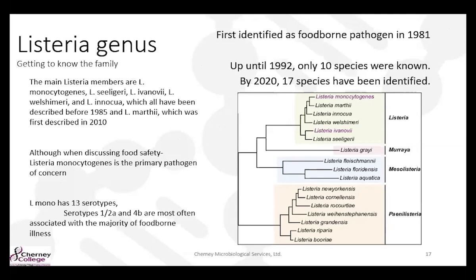However, on the other hand, Listeria mono is a very large concern for us. It is pathogenic in humans. So it is our primary pathogen focus when we're talking about Listeria food safety. L. mono has 13 different serotypes. And remember, when we're talking serotypes, I'm talking about the cell wall structure. And the serotypes that are most often affected with foodborne illness are 1/2A and 4B.